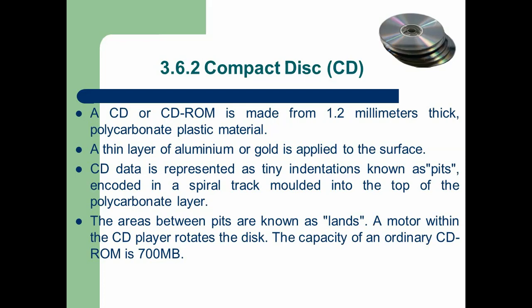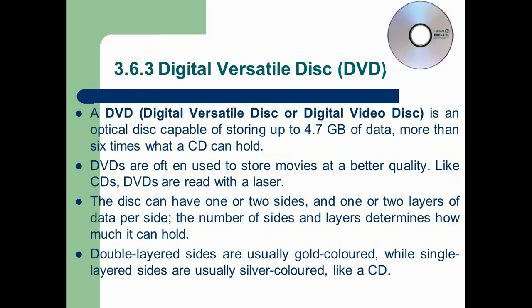So next one is the digital versatile disc, DVD. The minimum capacity of a CD is 700 MB. Compared to CD, DVDs have more capacity for storing data, that is 4.7 GB. It is more than 6 times. DVDs are often used to store movies at a better quality. DVDs are read with a laser. So for reading data in CD and DVD, we use laser beams, which are inside the DVD or CD players.